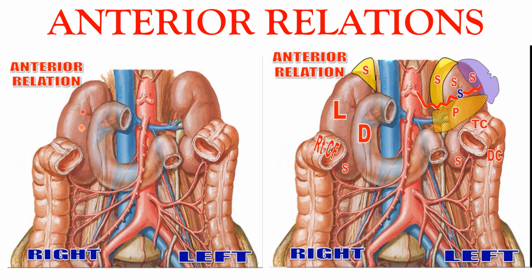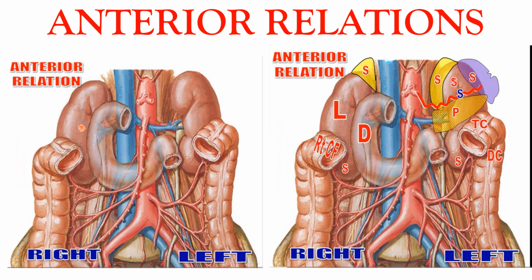So this is the right kidney, this is the left kidney. This blue vessel you see here is the vena cava, and this reddish vessel you see here is the abdominal aorta. Now let's look at the structures that are related anteriorly to the kidney. This is the left kidney, so we'll start with the left kidney first.